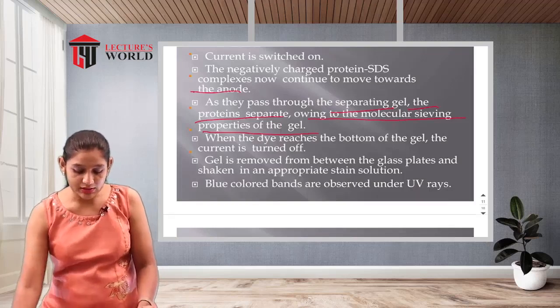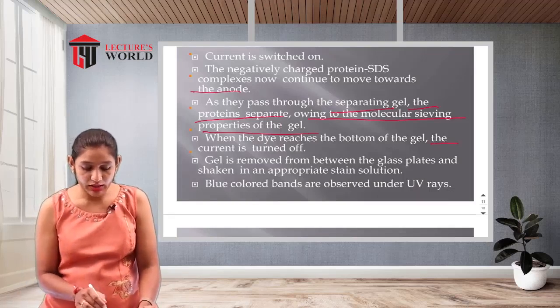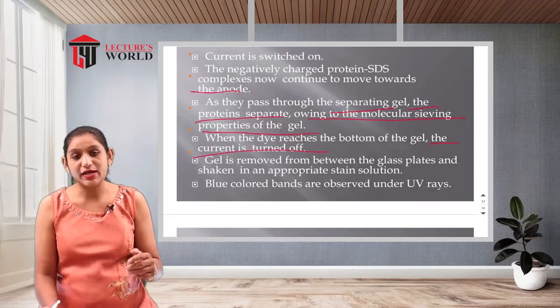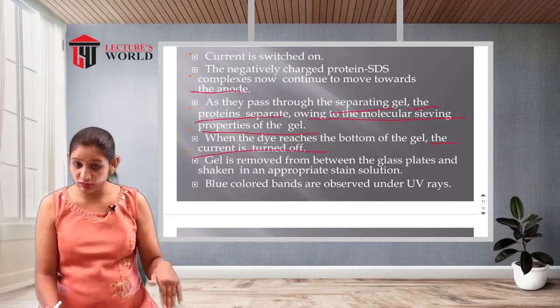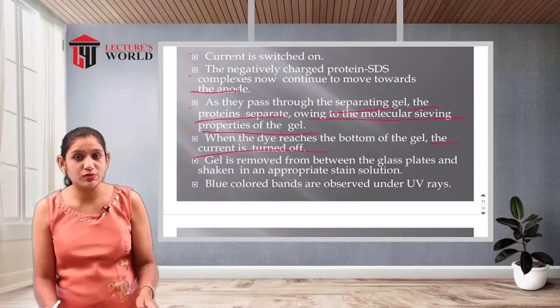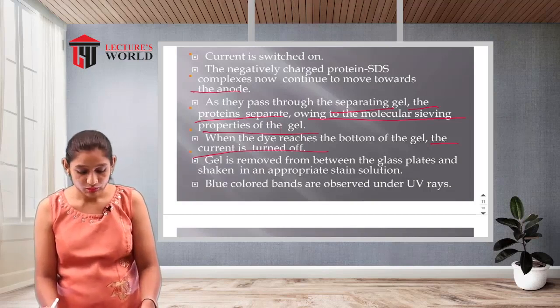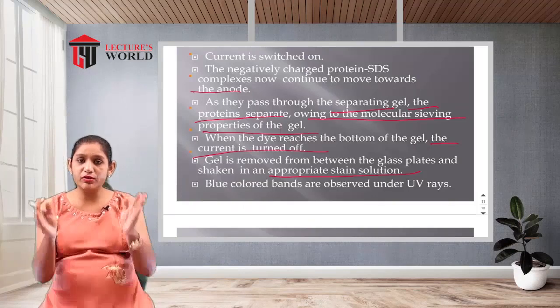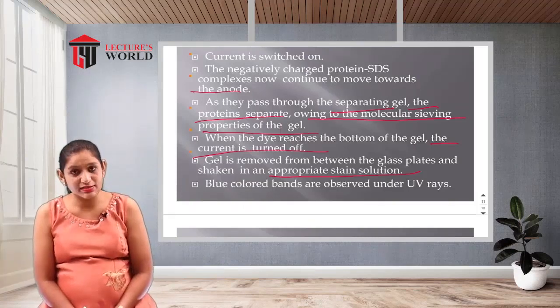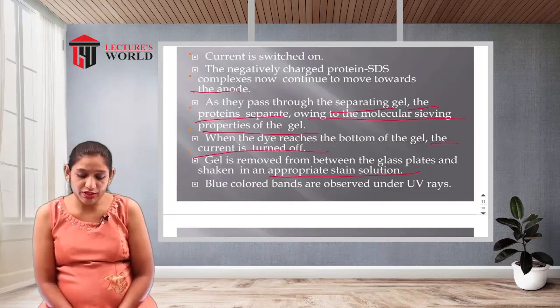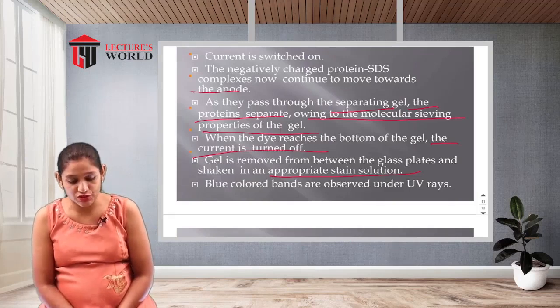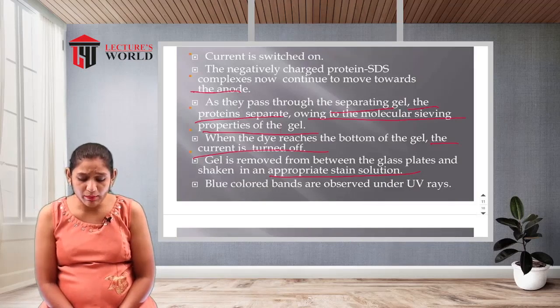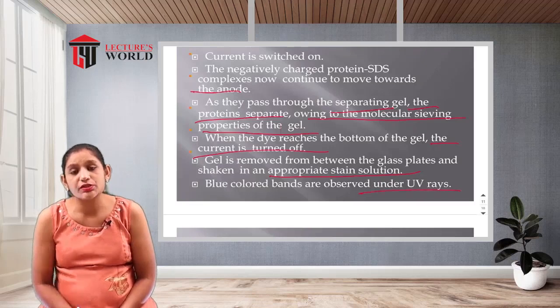When the dye reaches the bottom of the gel, the current is turned off. The gel is removed from between the glass plates and shaken in an appropriate stain solution. Next, blue colored bands are observed under UV rays.